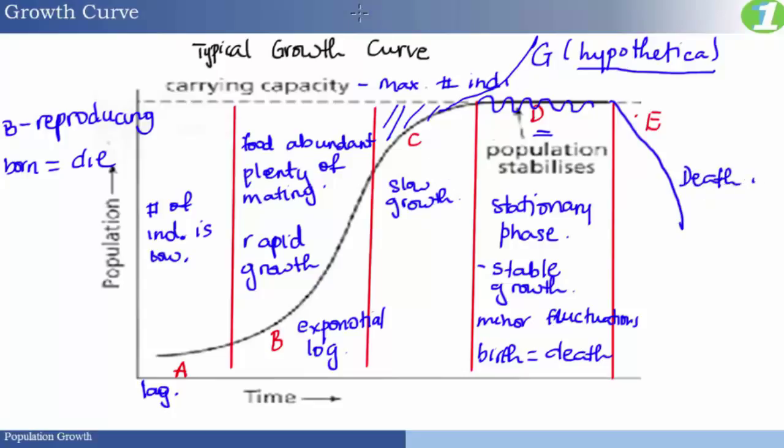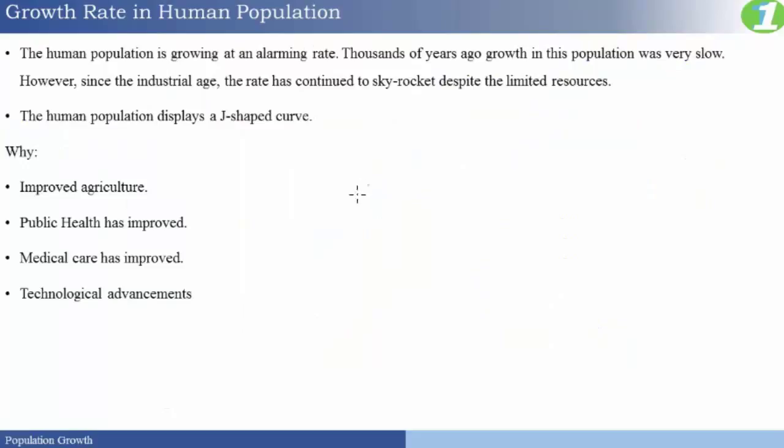Okay, so this is the typical population growth curve, but the human population growth curve does not look exactly like this. It actually looks somewhat different, and that is because, and I'm sure you're tired of hearing me saying this, industrialization. So let's look at the human growth curve. Now, the human population size is increasing every day at a significantly alarming rate, right? So it is very high, and it is increasing more and more each year.